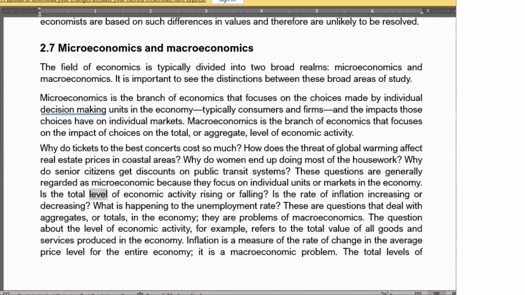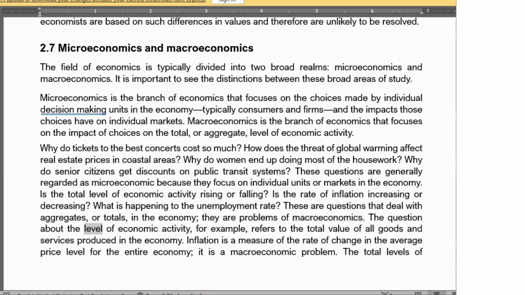Is the total level of economic activity rising or falling? Is the rate of inflation increasing or decreasing? What is happening to the unemployment rate? These are questions that deal with aggregates, or totals, in the economy. They are problems of macroeconomics.